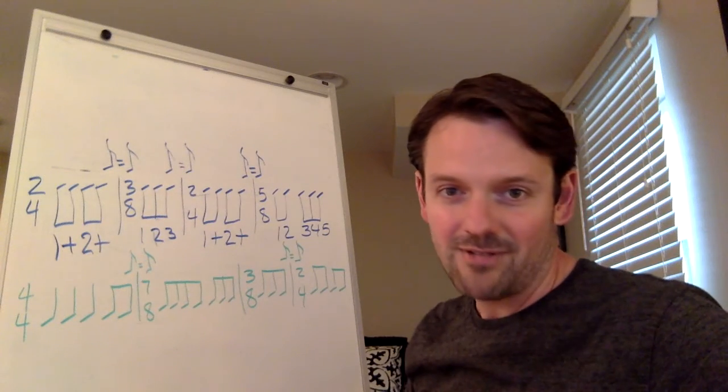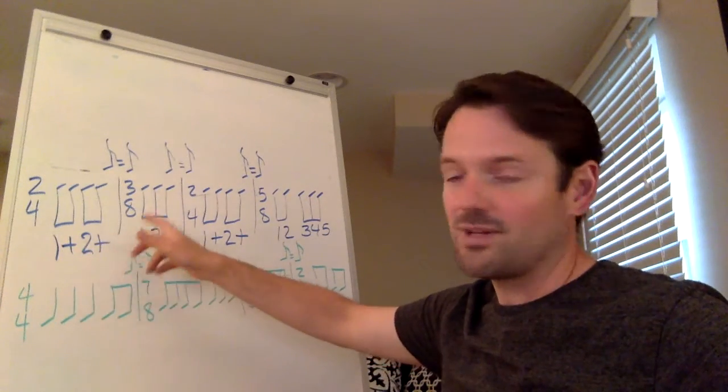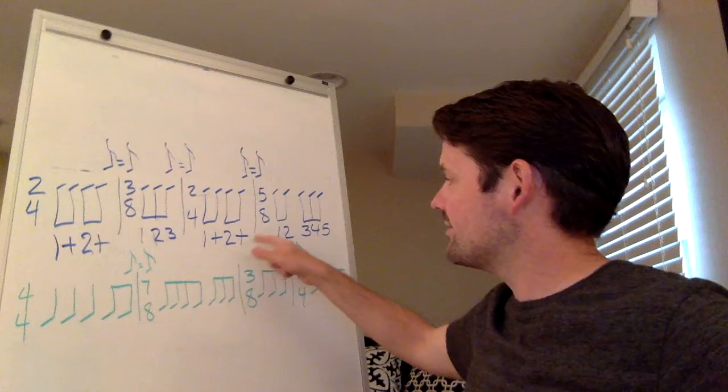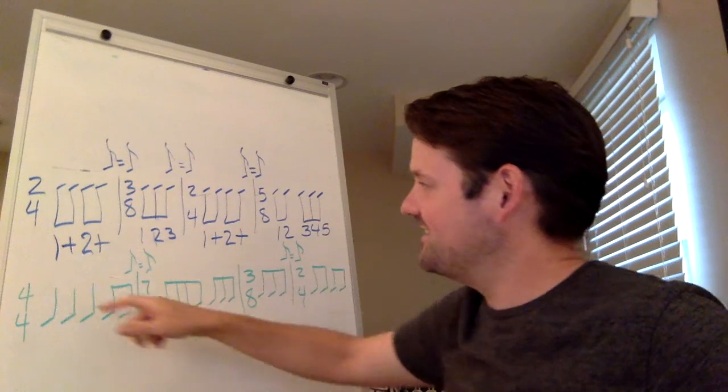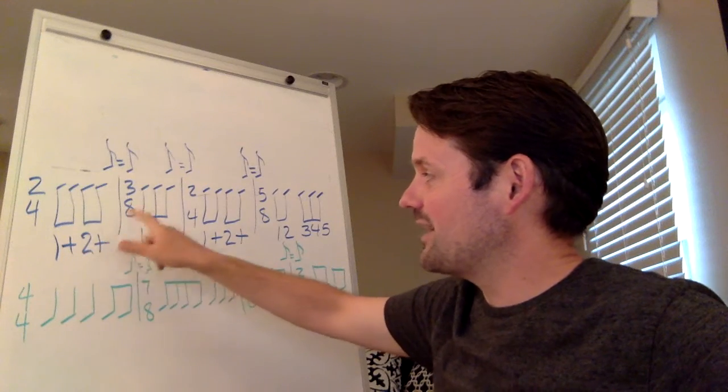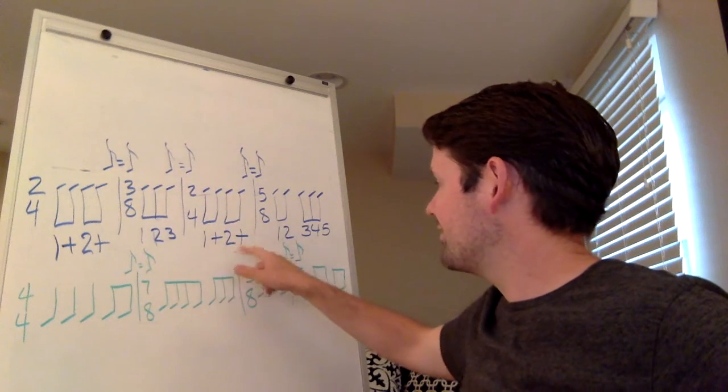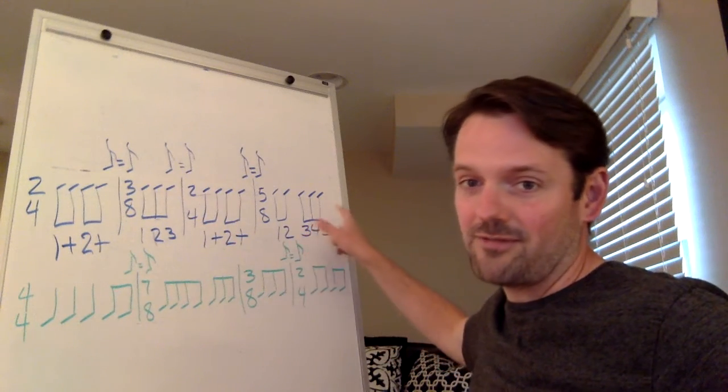So when you count it, you would count 1 and 2 and 1, 2, 3, 1 and 2 and 1, 2, 3, 4, 5. Again, that's 1 and 2 and 1, 2, 3, 1 and 2 and 1, 2, 3, 4, 5.